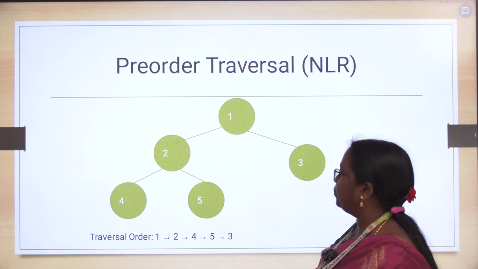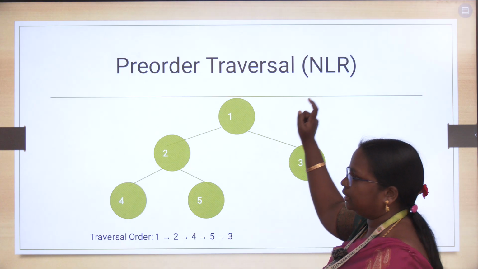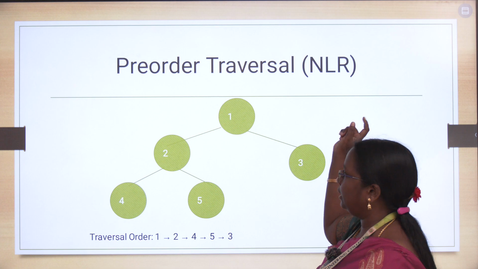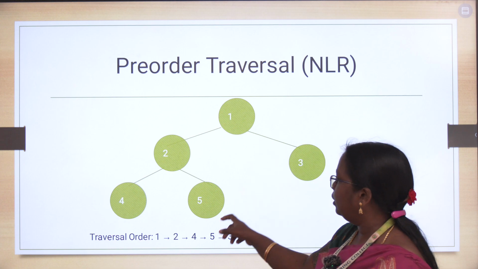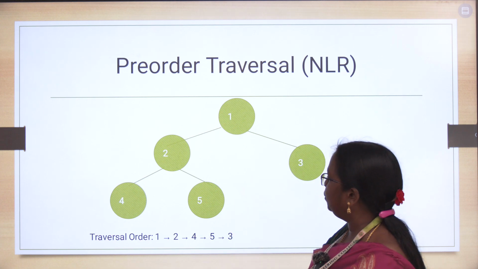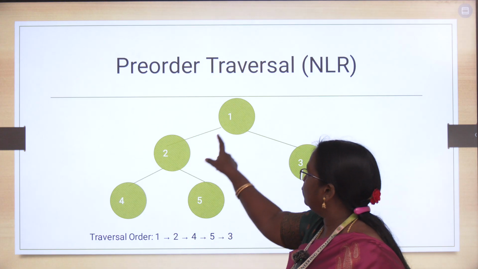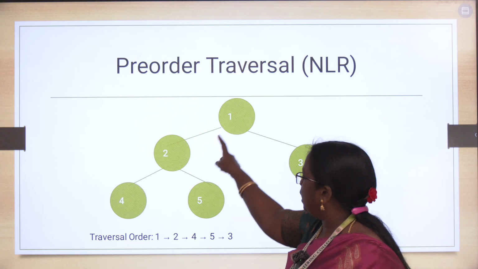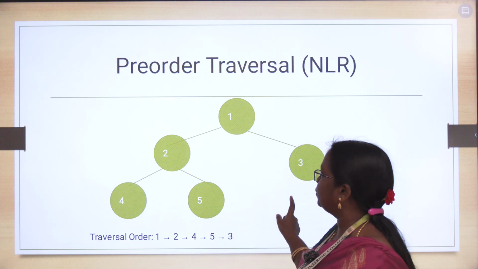So next you are having a pre-order. Pre-order, I have written as N, L, R. N is node, L is left side and R is right side. So the same diagram, how we have to represent for your pre-order traverse order. First I have to write the node. Next the left side values. So 1, 2, 4, 5 and 3.